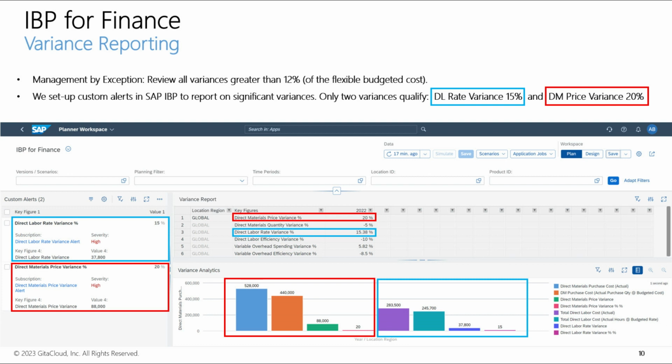See below a view of Planner Workspace in SAP IBP. We can showcase custom alerts along with their underlying data in both tabular and visual forms with this interface. As you can see, only direct labor rate variance and direct material price variance qualify given our 12% threshold. You can see custom alerts have been raised only for these two variances.